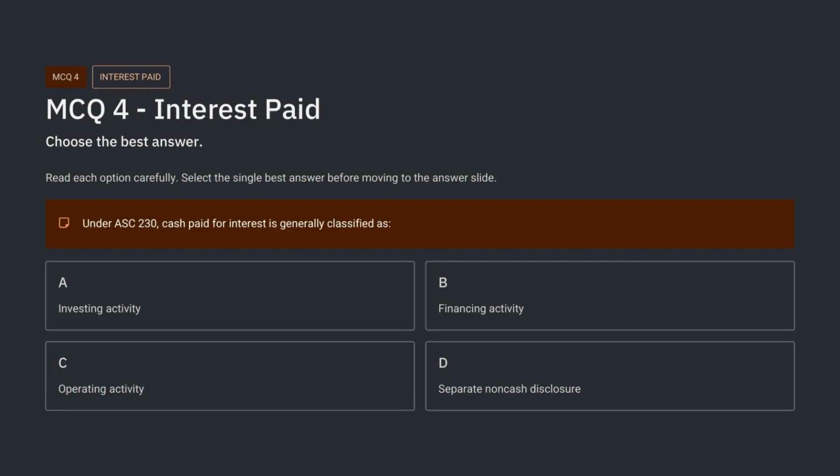MCQ 4 tests a very common classification trap: interest paid. The question is, under ASC 230, cash paid for interest is generally classified as what? Your options are A. Investing activity, B. Financing activity, C. Operating activity, and D. Separate non-cash disclosure. This is where students often think interest relates to debt, so maybe financing. But ASC 230 does not classify everything connected to debt in the same place. Choose carefully. Is this the cost of borrowing, or is it repayment of the borrowed principal?